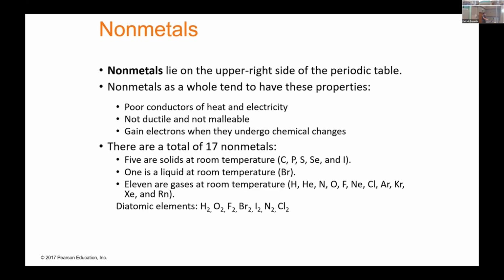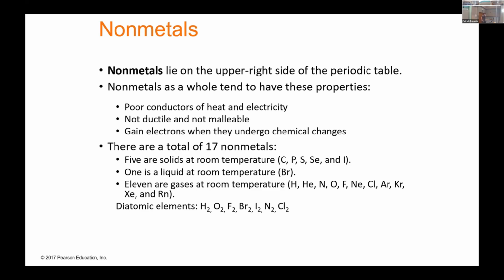So they tend to have these properties. They're poor conductors. They're usually brittle. They're usually powder at room temperature, like sulfur, phosphorus. They form a powder. They're the opposite of metals in their way of reacting in chemical reactions.